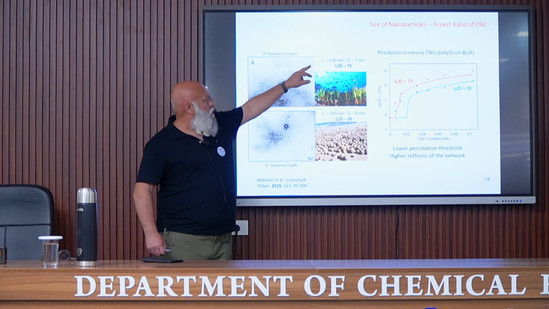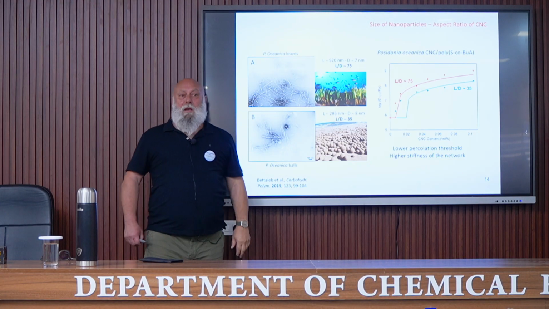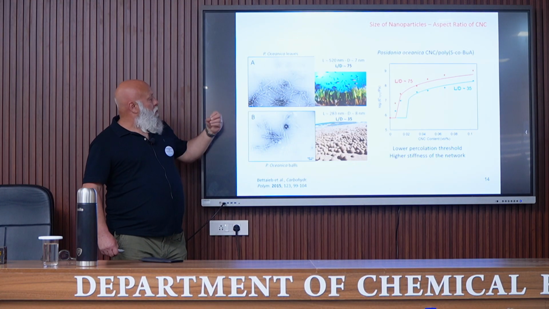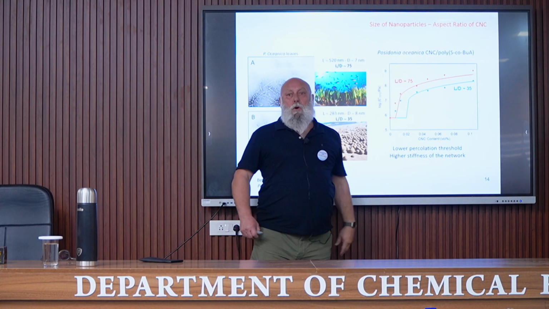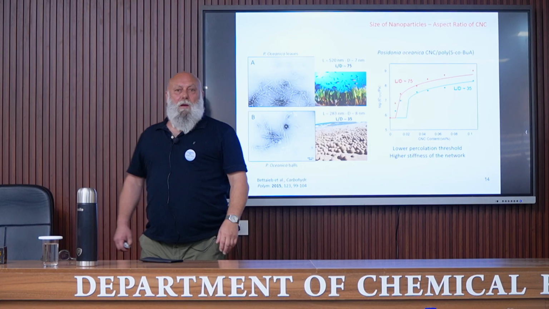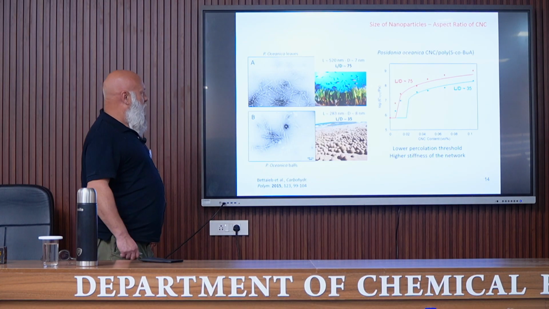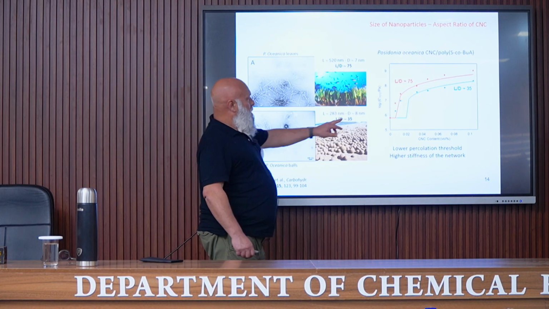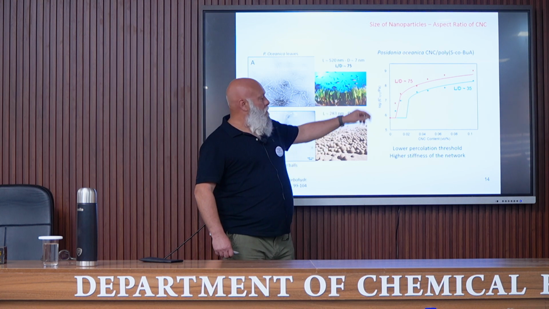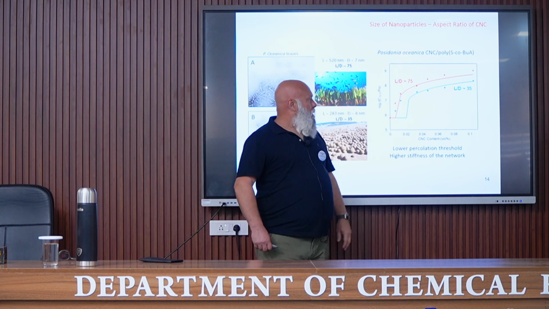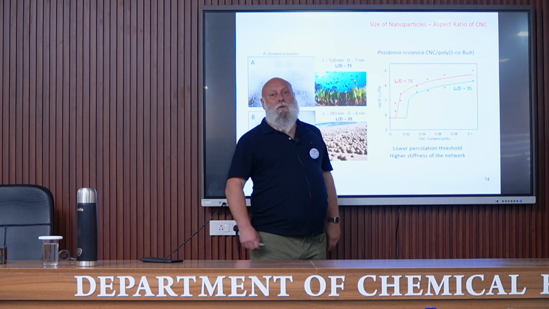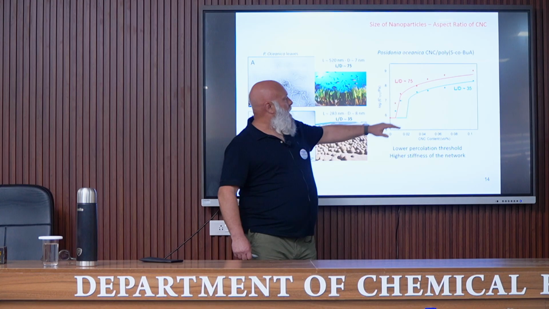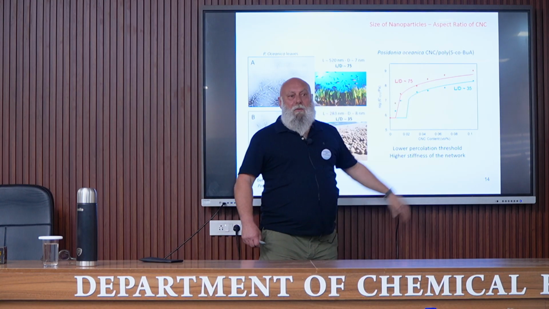And you can see that the dimensions and the aspect ratio are different. So nanocomposites have been prepared, again, with this kind of model copolymer of styrene and butyl acrylate. You can see here the evolution of the rubbery modulus as a function of the CNC content. And what we can see is that when the aspect ratio is higher, the reinforcing effect is higher.